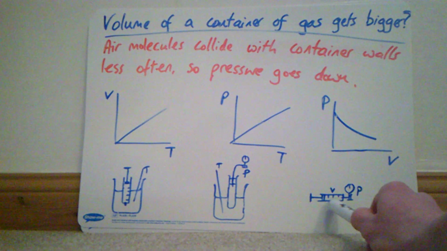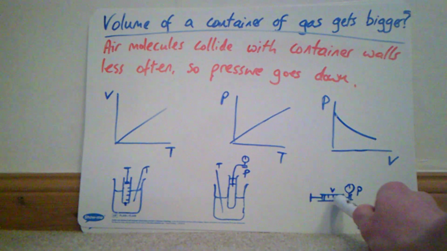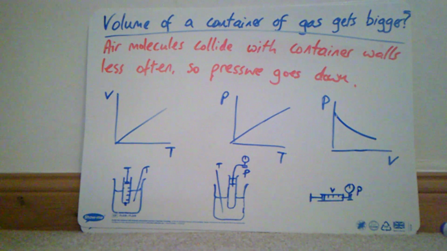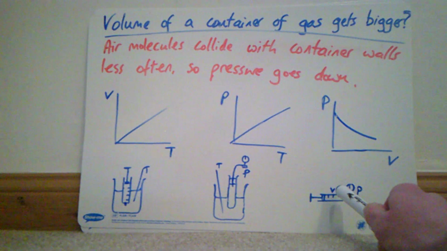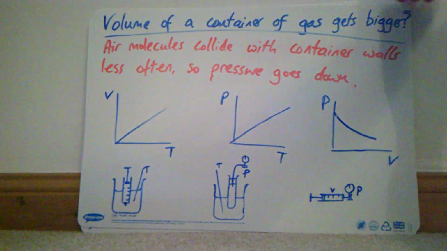Here we've got a syringe, and we've got a pressure meter attached to it, and if we pull the syringe out, we increase the volume. Here we go, we're increasing the volume, and we'll see that the pressure goes down. Why is this happening? Well, kinetic story tells us that as you increase the volume, the particles of air hit the container walls less often, so the pressure inside there goes down.